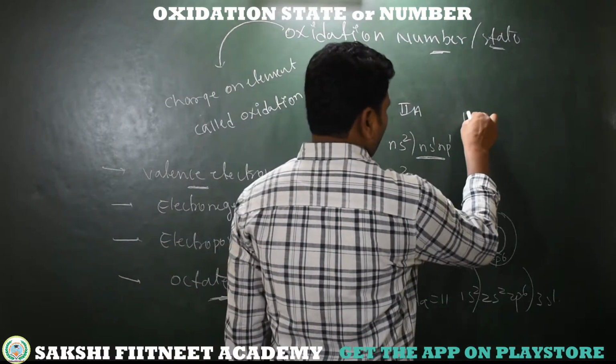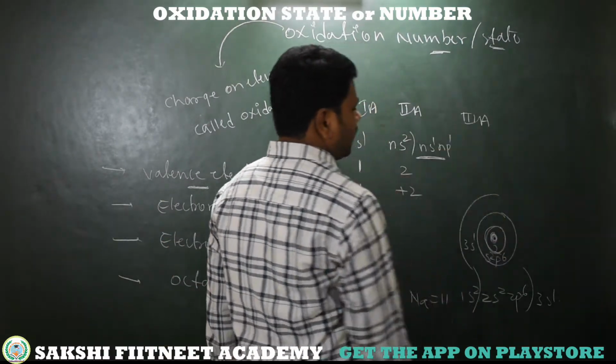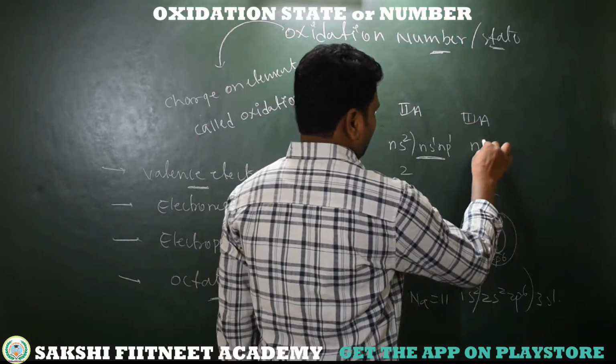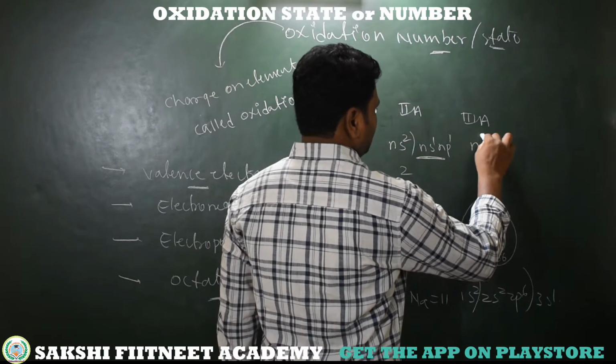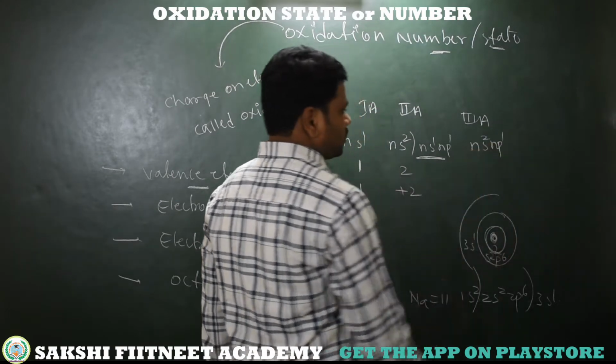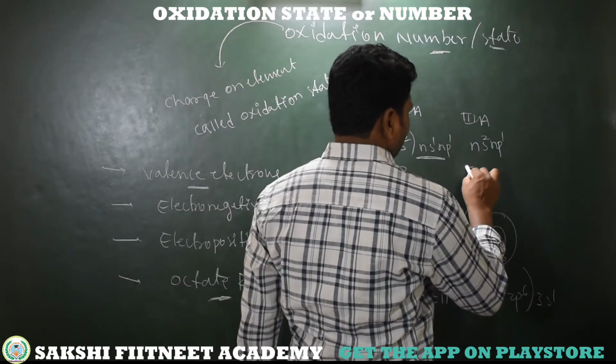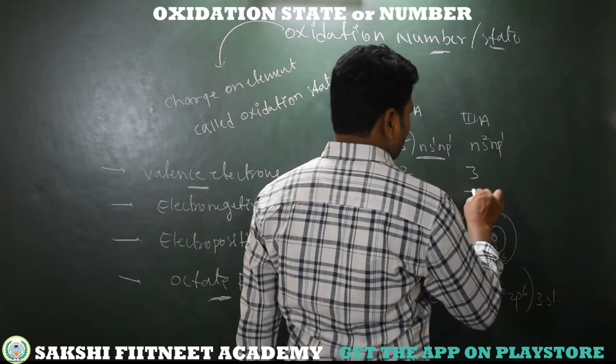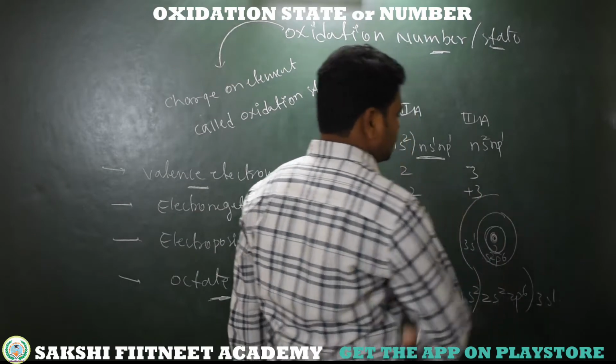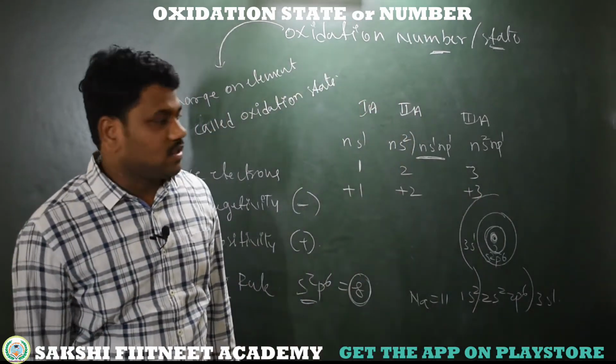Now coming to the third A group. Here, see its electron configuration: ns2 np1. These third group elements have 3 valence electrons, so they can show up to a +3 oxidation state.